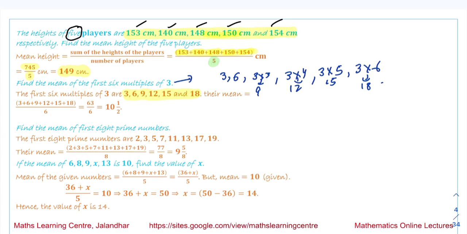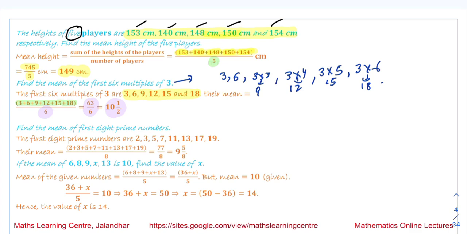So it means we have to add these values. We have added these values 3 plus 6 plus 9 plus 12 plus 15, and we have divided it by the total number of values, which is 6. So the answer we are getting is 63 by 6, that is equal to 10 whole 1 by 2.